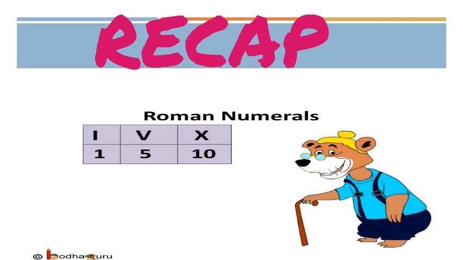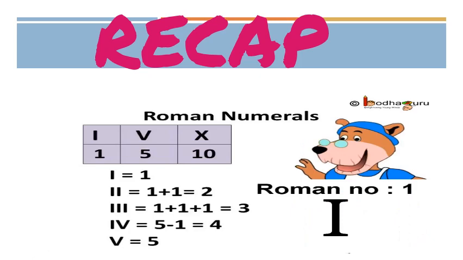In Roman numerals, 1 is the letter I, 5 is capital V, and 10 is capital X. So, as we know, 1 is letter I, 2 is 1 plus 1, hence 2 I's. 3 is 1 plus 1 plus 1, hence 3 I's. 4 equal to 5 minus 1, hence I before capital V. And 5 is represented by numeral capital V.